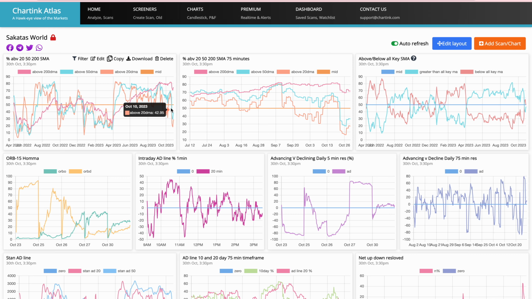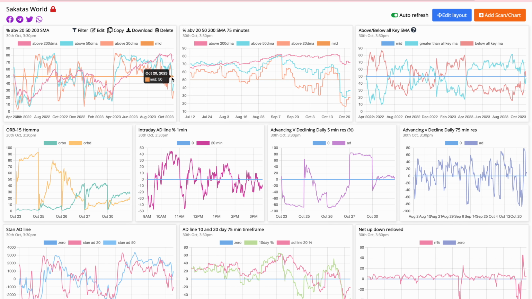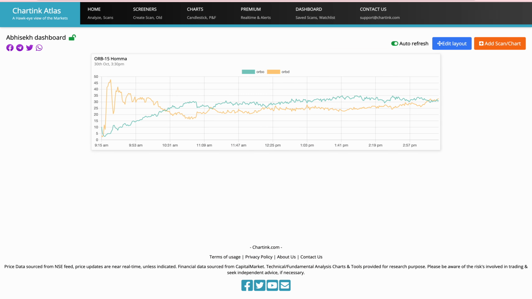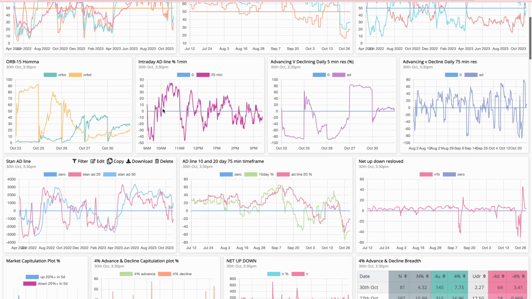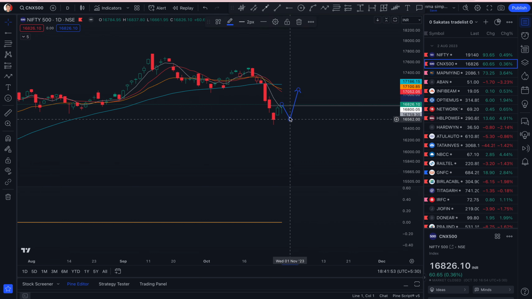On the breadth front as well, many things are just below 50. The 20-day ADR line and the 10-day ADR line, both are below zero, which also basically means that things are not in momentum right now. But right now, because we might expect a bounce, definitely not breakouts.